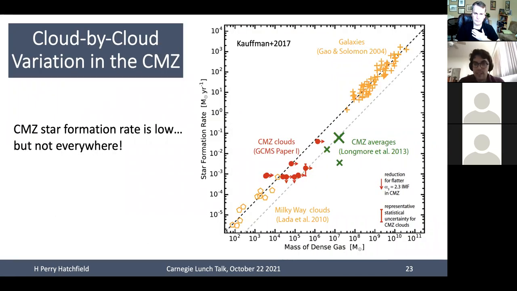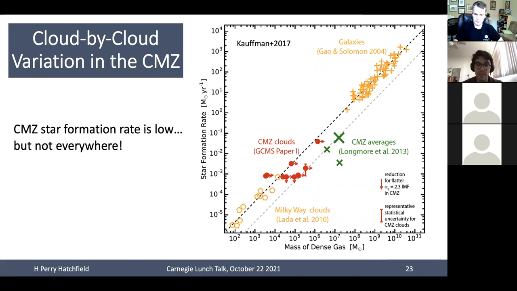So digging a little bit deeper into this question of why the star formation rate is so low in the galactic center compared to the disk, it seems like the average star formation rate that was shown on the dense gas star formation scaling relationship from before doesn't necessarily tell the whole story. In fact, individual cloud by cloud studies have shown that some clouds in the central molecular zone have a lot of star formation and line up pretty well with these dense gas star formation relations, and some of them don't.